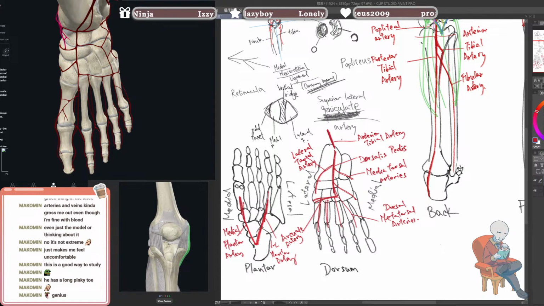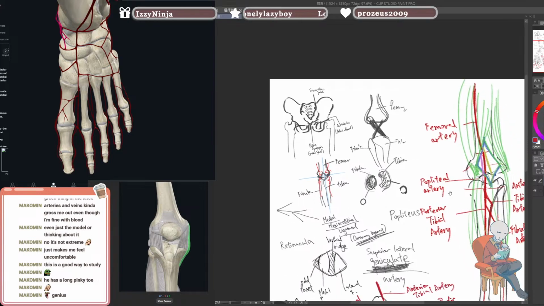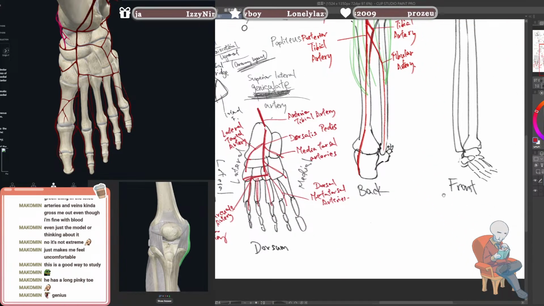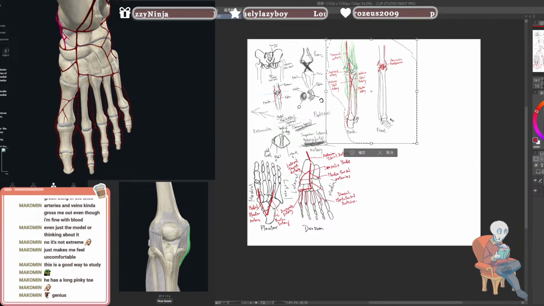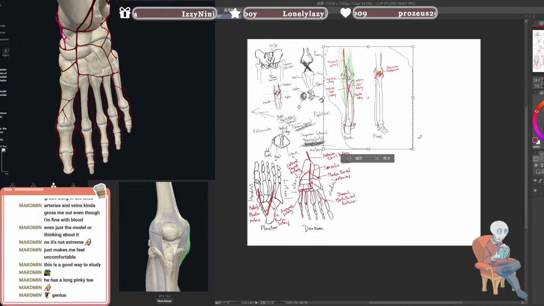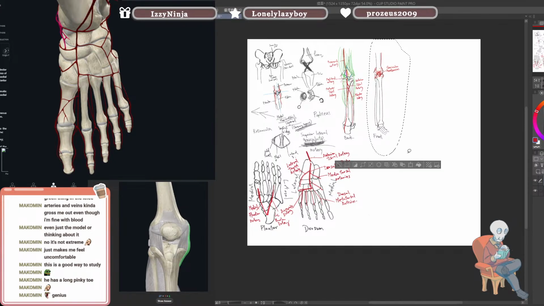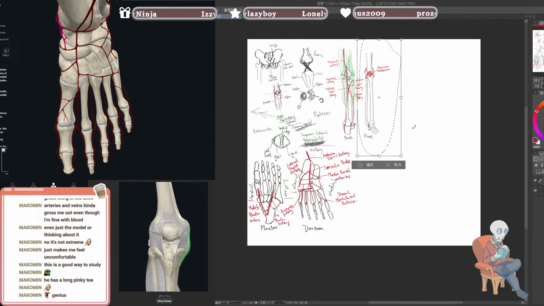Oh, and come back to the knee now. Alright. Back to the knee. Oh, it's so small now. I need to draw the knee all over it again. Let me just shrink all these so that I have space. Shrink them all. And put it to the side. Yep.